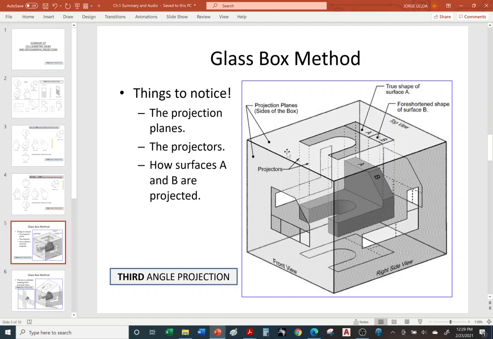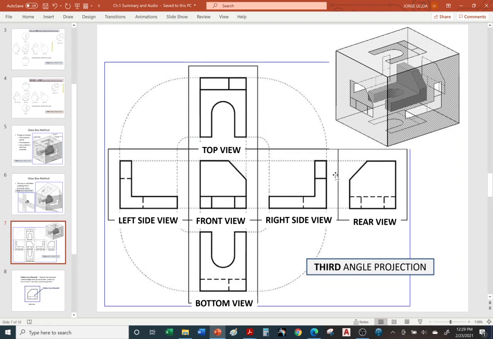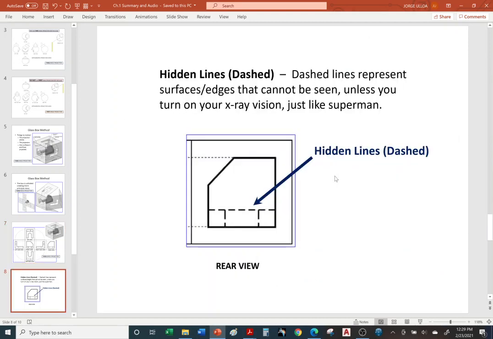Once again, third angle projection, the glass box: you project the views to each wall. You open up the box, the glass box, in third angle projection, and these are the views that it would generate. Again, third angle projection, that's all we're using in this class. And once again, just to emphasize, when you see dashed lines, if you're standing on the rear view of this part, you will not be able to see this surface or this edge, nor the slot.